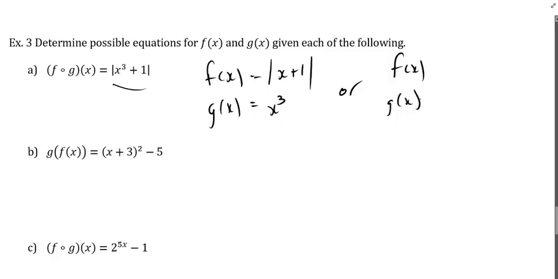Maybe x cubed plus 1, and then for g of x would be just absolute value of x. Is that backwards though? Yeah. So x cubed plus 1, still want that to be there, and then absolute value of x. So I take g at x, put it in. Good. Pretty straightforward. Okay, next one.